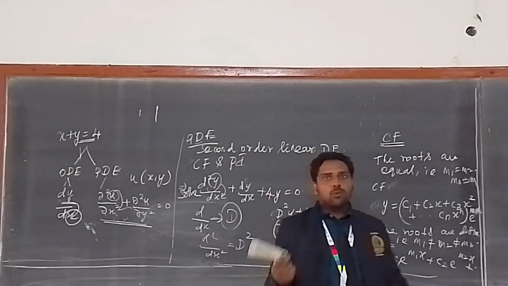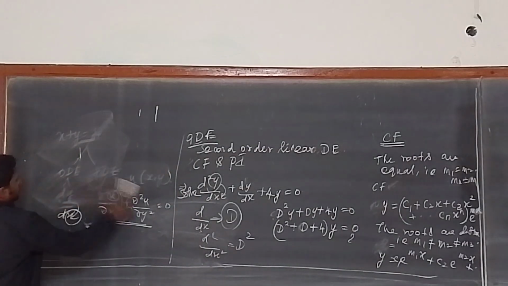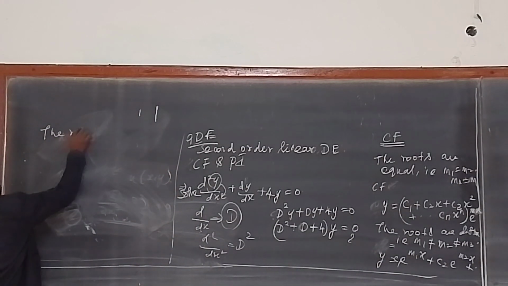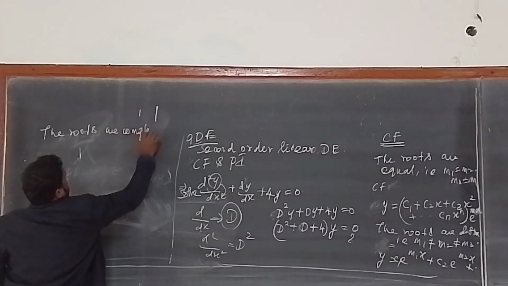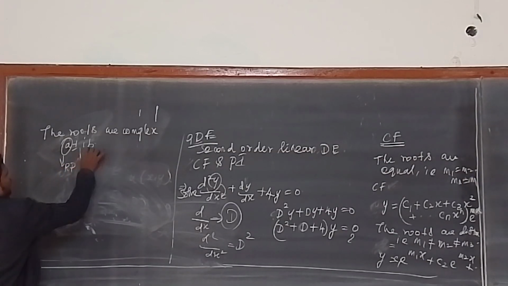After that, the roots may be complex numbers. When the roots are complex, they are of the form a plus or minus ib, where a is the real part and b is the imaginary part.